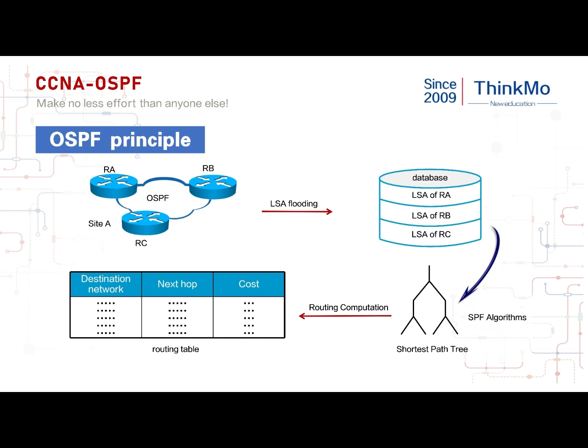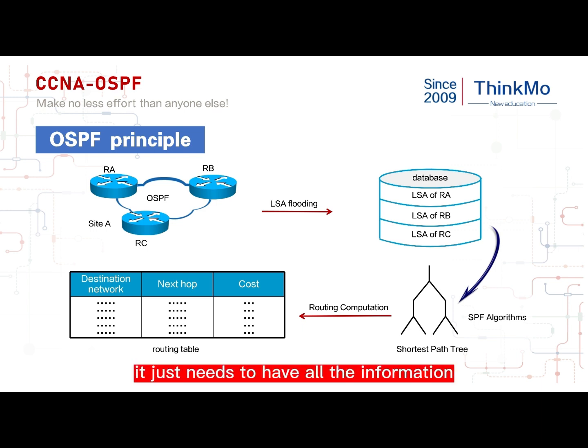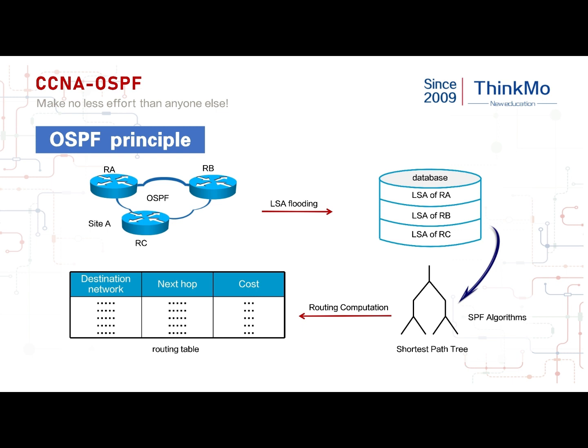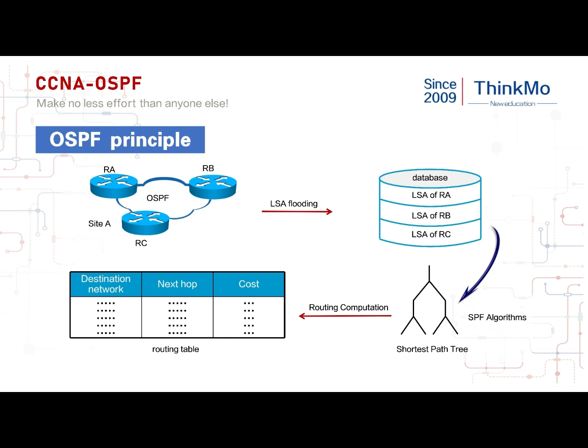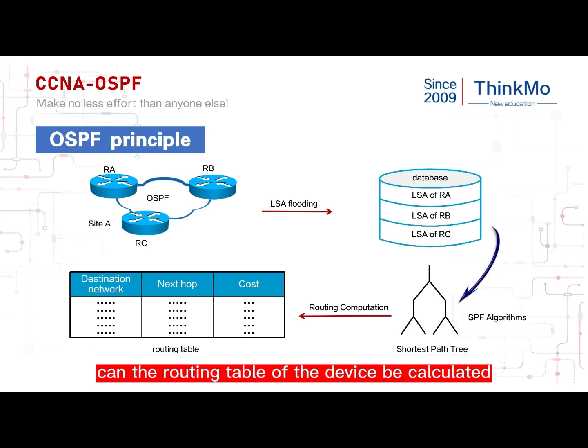For a device, it just needs to have all the information. Then it can, based on the SPF algorithm, calculate the shortest paths. This is what we call the shortest path. Each device counts as one. For example, this is RA. This node is A. Then it goes to RB or RC, and then it counts the number, and then goes to route calculation. Only then can the routing table of the device be calculated.